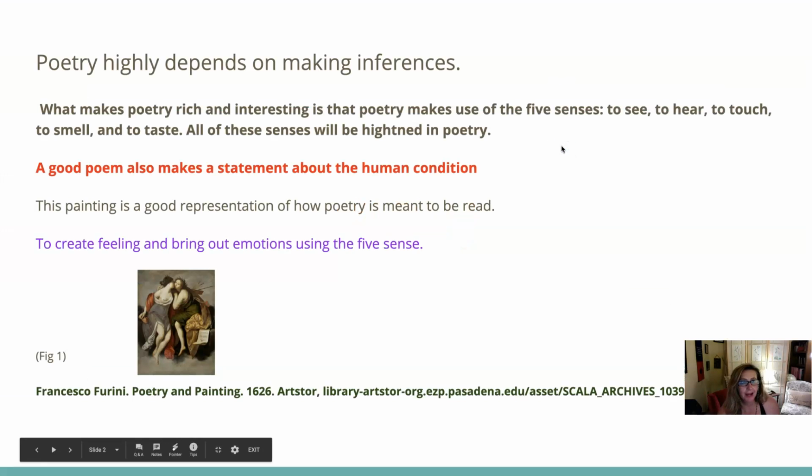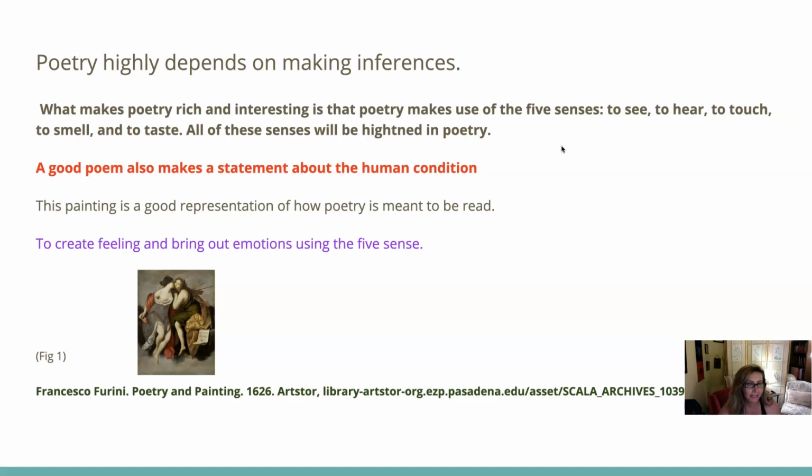So poetry highly depends on making inferences. What makes poetry rich and interesting is that poetry makes use of the five senses: to hear, to see, to touch, to smell, and to taste. So the language in poetry is very rich with the five senses. All of these senses will be highlighted in poetry. I don't know why I want to say sentences, but it's senses. A good poem makes a statement about the human condition.